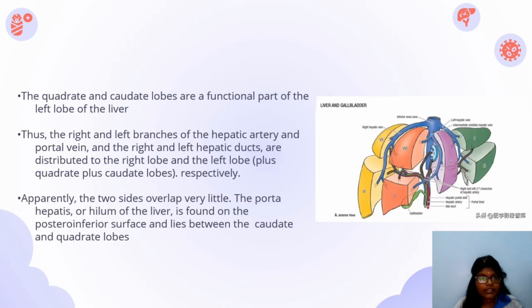The quadrate and caudate lobes are a functional part of the left lobe of the liver. Thus, the left and right branches of the hepatic artery and portal vein and the right and left hepatic ducts are distributed to the right lobe and the left lobe, plus the quadrate and caudate lobes respectively. Apparently, the two sides overlap very little. The porta hepatis, or hilum of the liver, is found on the posterior inferior surface and lies between the caudate and quadrate lobes.